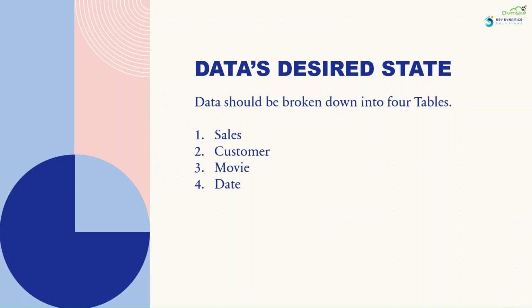The tables will be sales table, which contains customer ID, movie ID, date ID, and subscription sold. The other table will be customer table. It will be containing ID, name, country, email, and phone. The movie table will contain ID, title, and genre. Date table will contain ID, year, month, and date.